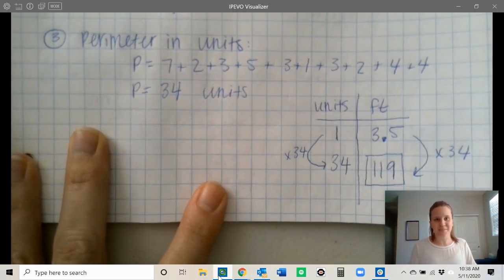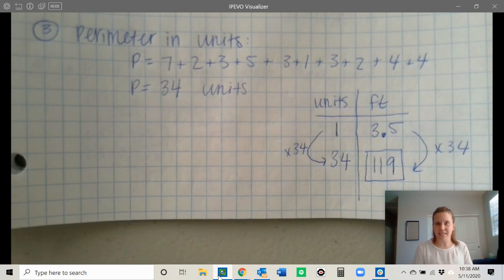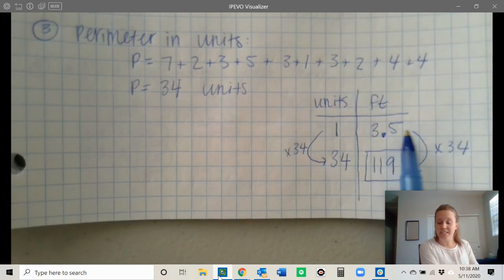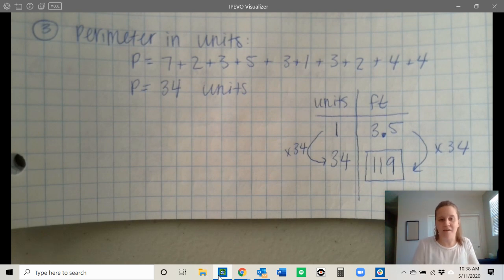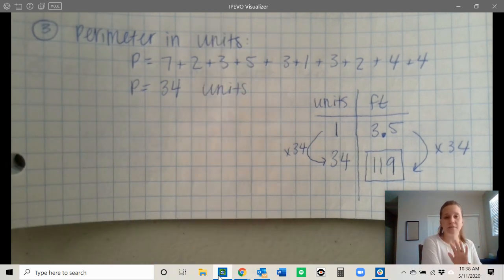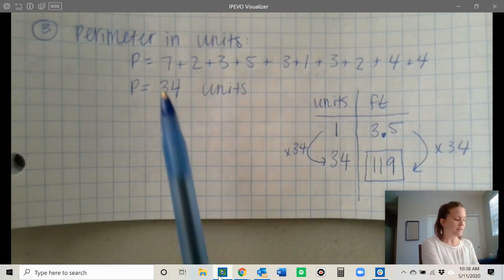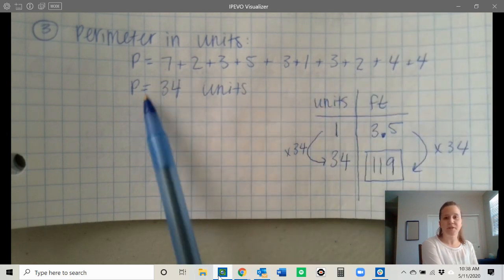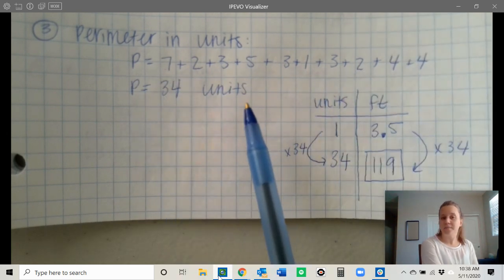All right, so here's my work, all of my thinking to find the perimeter. I got 119 feet as the perimeter of the actual office building. How did I do that? First thing I did is I found the perimeter in units simply from the picture. So I took every side length added together and I got a perimeter of 34 units.